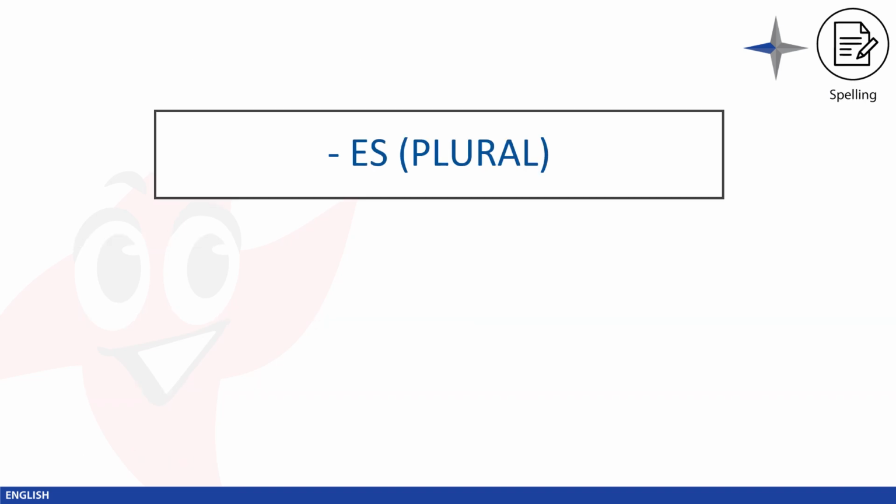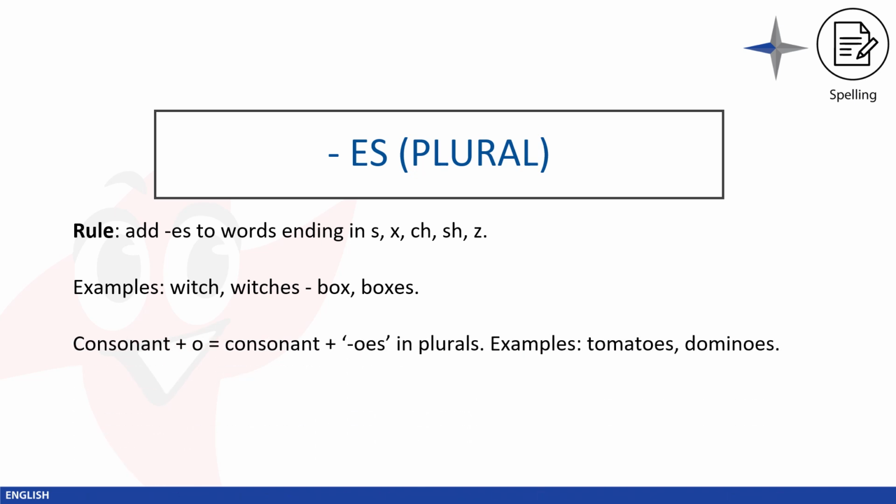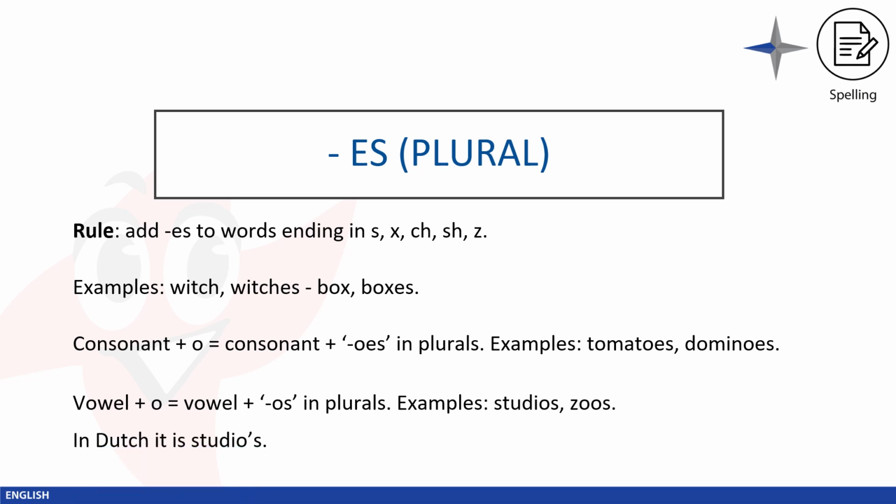All right, adding ES to a noun to form plurals. You see examples like witch and witches, box and boxes: words ending in S, sh, and ch. You have the consonant plus O, the OES, where the plural is potatoes and tomatoes, for example, and the vowel plus O in studios and zoos. In Dutch, studio's is written with an apostrophe S. In English, we don't do that. Apostrophe S is for possession in English.